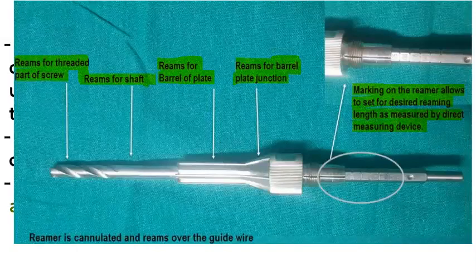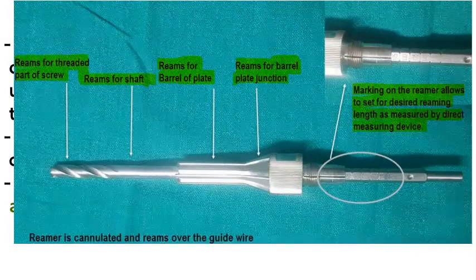This figure shows the triple reamer. As you can see, there's a rim for the threaded part of the screw. There's a rim for shaft, rims for barrel of plate, and rims for barrel plate junction. On the right hand side, the imaging is clearer. There is a marking on the reamer along to set for desired reaming length as measured by direct measuring device. Again, the reamer is cannulated and reams over the guide wire.